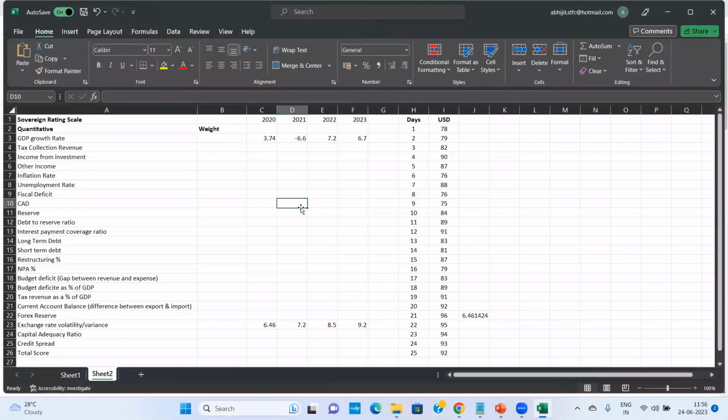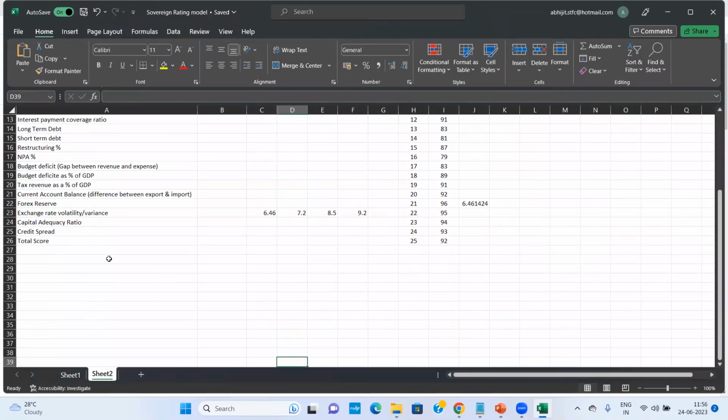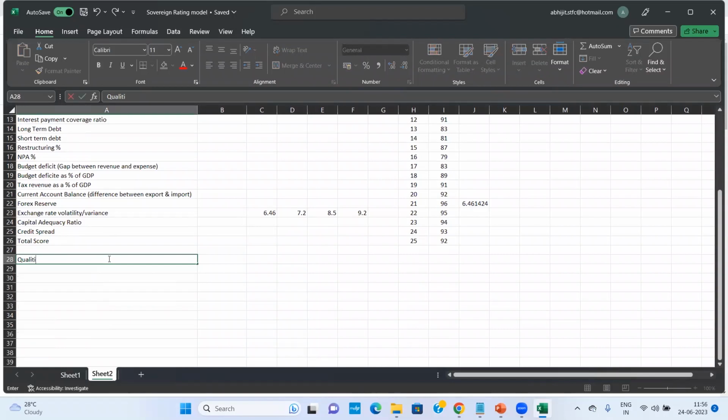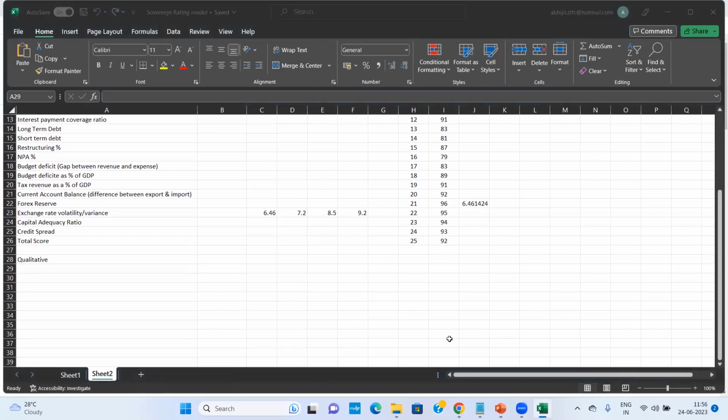Right? Similar thing, can we do it for the qualitative as well? But what is the challenge we face to do it for qualitative one? What is the challenge we face for doing a scoring for qualitative one? Correct. It is judgmental basis. It can include bias. Okay.